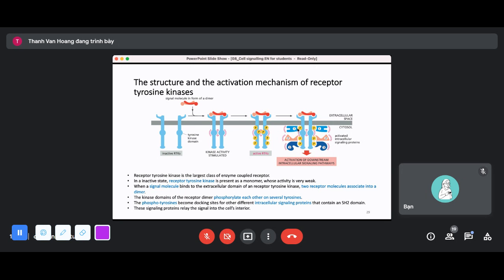That's why they call it the receptor tyrosine kinase. The phosphorylated tyrosine locks other proteins to the activated receptor, and these proteins can activate each other and transduce signal to their target proteins downstream.